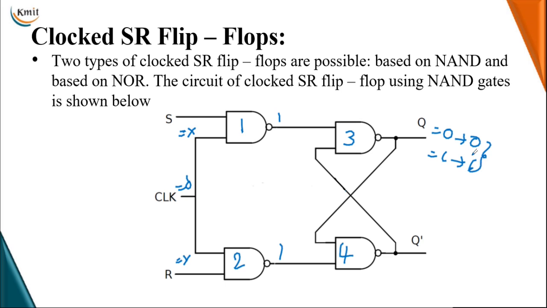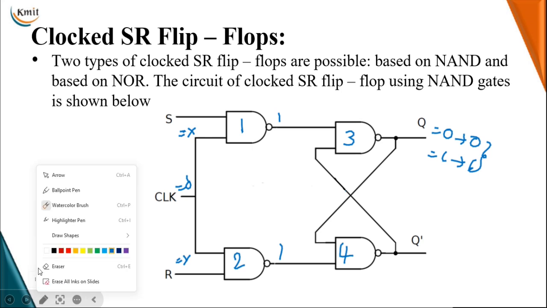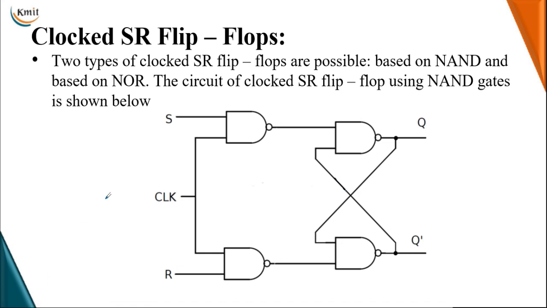So when your clock is 0, we will directly define: if clock is not enabled, this defines your no change state, or it is in the off state. Hence when clock is 0, it is defined as your off state. When clock is 1, it will allow your sequential circuit to change its output by the external inputs.